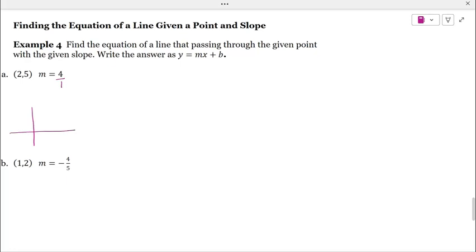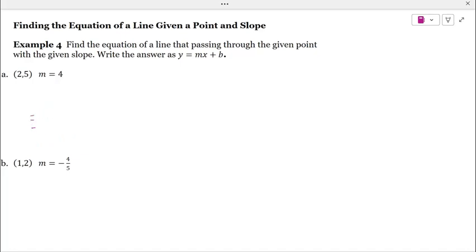So if we had a picture of this, we have 2, 5. Here's our starting point. And if I'm going to go up by 4 spaces and over 1 space, so the rise is 4, I'd go 1, 2, 3, 4. I'd move over by 1, and I'd get a second point here that I could use to connect and draw my line. So what we want to do instead of drawing this out is use a formula to come up with the equation of our line.